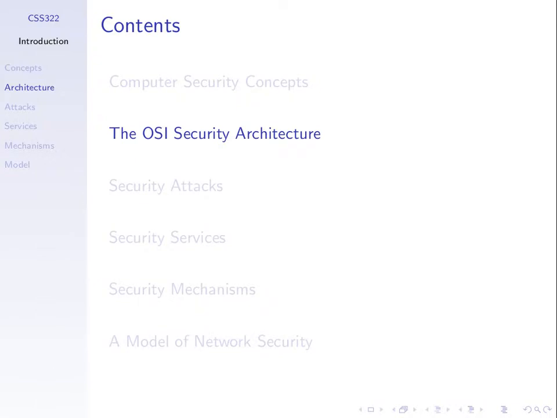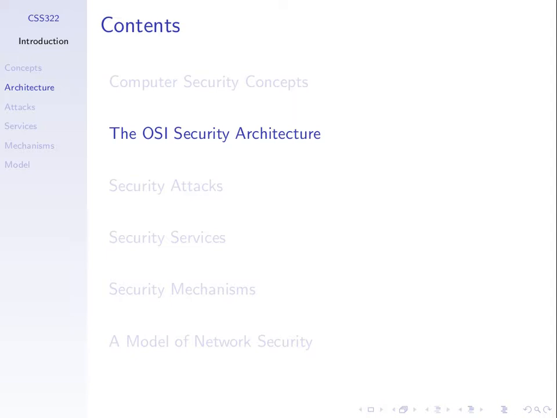To design a computer system or a computer network that is secure, what do you do? Well, people have tried to come up with methodologies that others can follow, such that when they design a system, it will be secure.